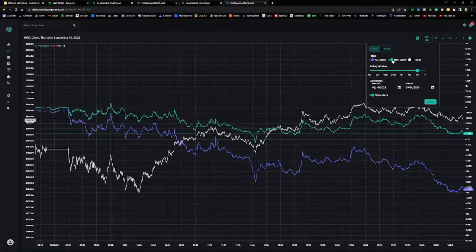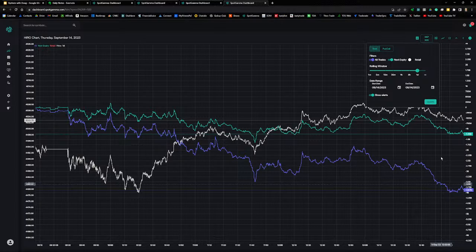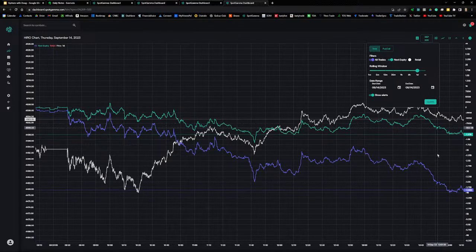Let's see what 0DTE traders are doing. So unlike yesterday, where this green line that shows next expiry, so for the S&P 500, that would be options that expire today. Not so, there's not as strong a correlation. So much more of the trade is in options that expire beyond today, so most likely tomorrow. So most likely there's a lot of trade in options that expire tomorrow, and they're buying puts.